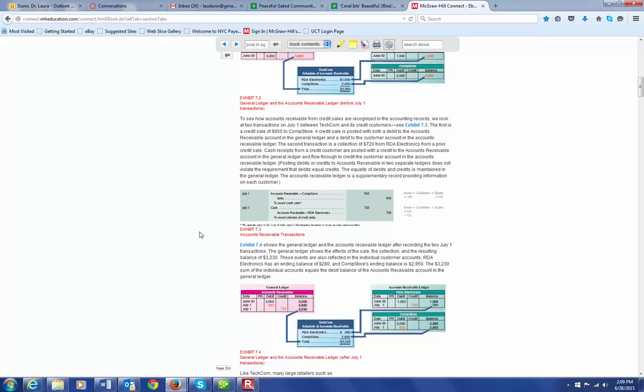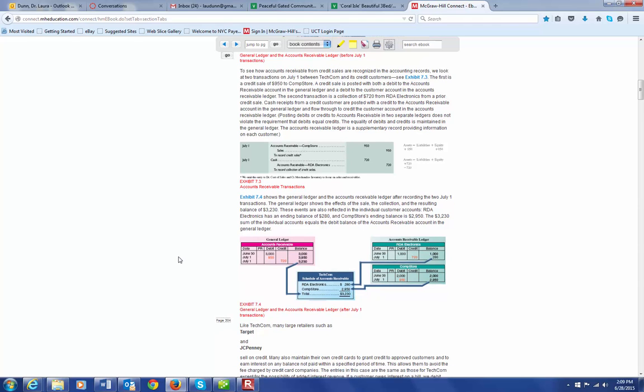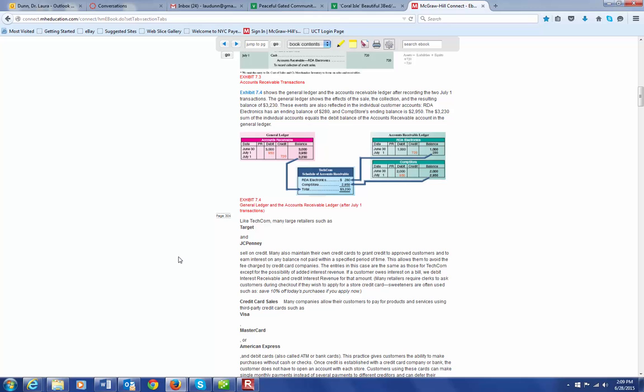That's the very basic entry that is made probably the most often in businesses that sell merchandise on credit: debit accounts receivable and credit the revenue account, and then when you actually receive the money, you debit cash and credit accounts receivable. That's kind of the basic entry. There are a lot of variations to this which are discussed in this particular chapter.